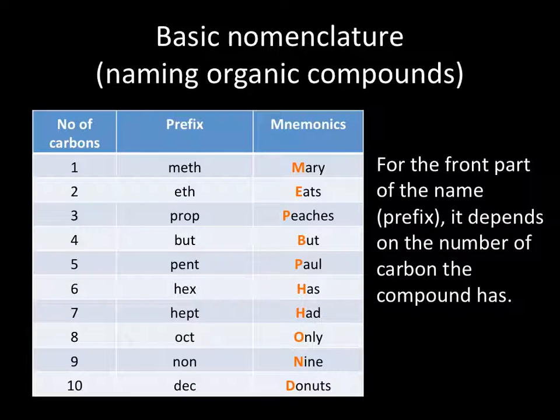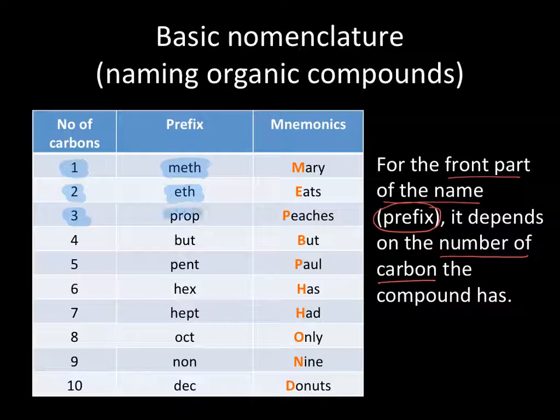Now, the front part of the name, which we call the prefix, depends on the number of carbons the compound has. For example, if the compound has 1 carbon, the name will start with METH. If it has 2, it will start with ETH. If it has 3 carbons, it will start with PROP, and so on and so forth. I have given you up to 10 carbons, and that is more than enough.